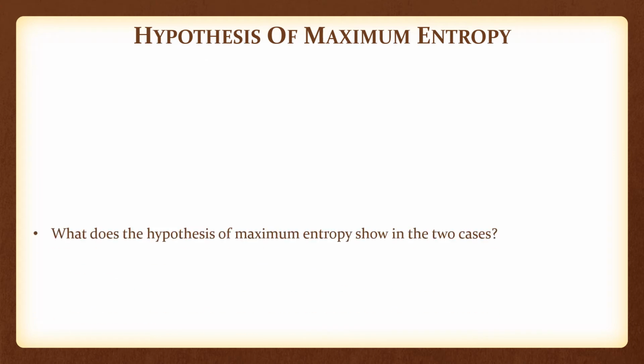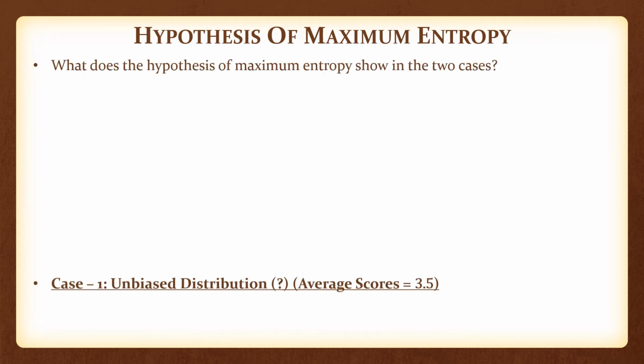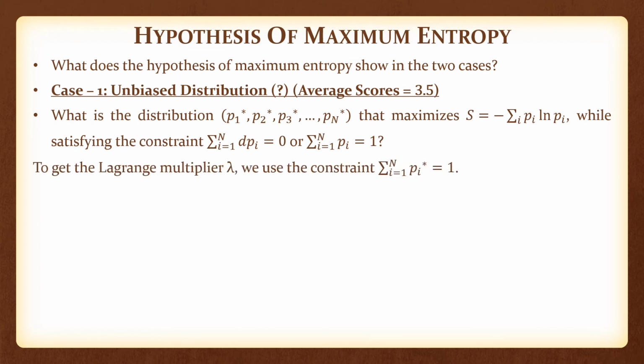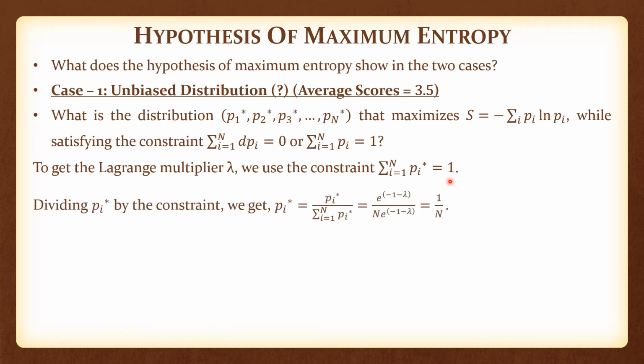So let us find out what that equally likely probability is for the case of the unbiased distribution. This is the question that we are asking. To get the Lagrange multiplier lambda, we use the constraint sigma pi star is equal to 1. So what we do is divide pi star by this constraint. Sigma pi star is simply pi star by sigma pi star. This is only 1, right? So I am dividing by 1 essentially, right?